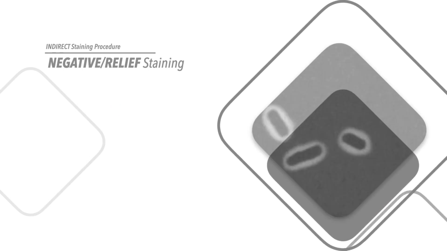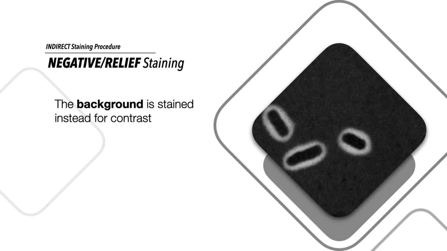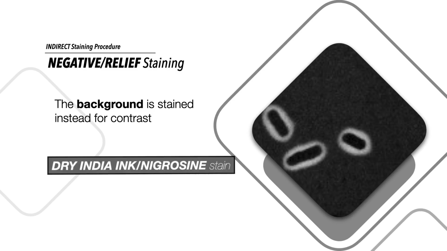And then lastly, we go on to our indirect staining procedure. Your negative or relief staining. Guys, we actually mentioned this earlier in our capsular staining. And that is your India ink or nigrosin staining. So the background here is stained instead for contrast. So we have a halo effect. Okay, and that is usually used for capsules. Because capsules, again, do not really take up stains. So, instead of having a hard time, you just stain the background.